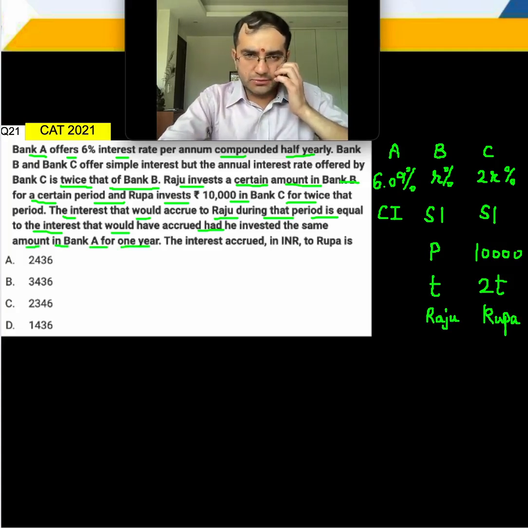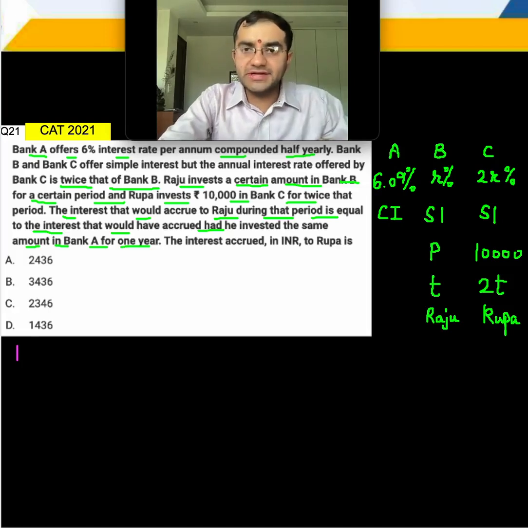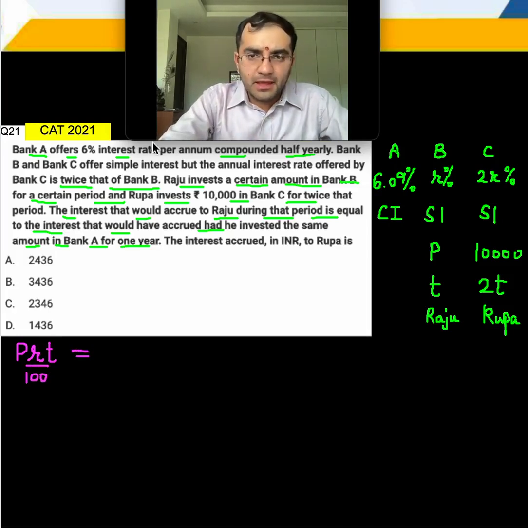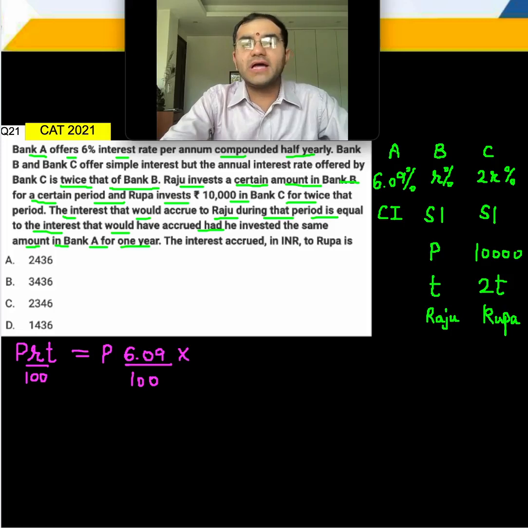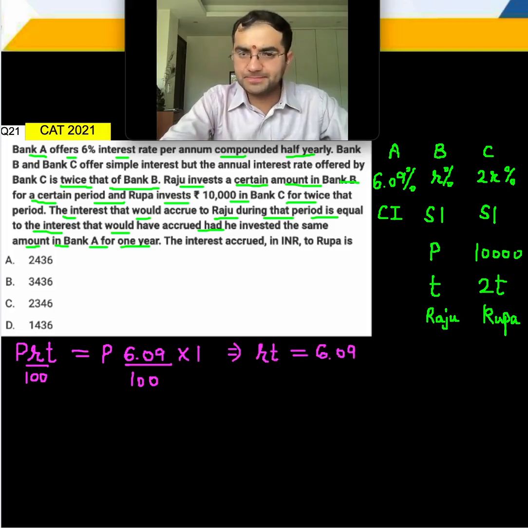So let us write down. Raju का interest from bank B is principal, rate is R%, time is T, upon 100, is equal to the interest had he invested in bank A for 1 year. Bank A में same principal P, rate 6.09% for a time of 1 year. P gets cancelled, you get RT is equal to 6.09.